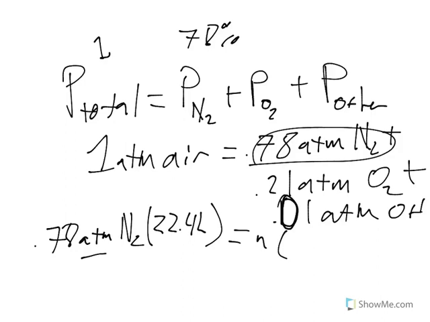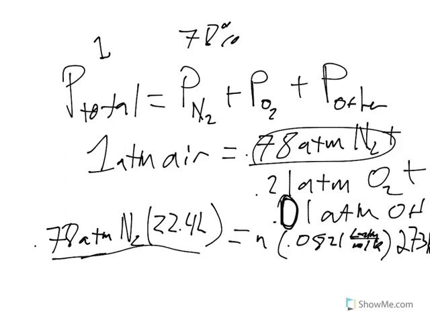So for our R value, we're going to need to use 0.0821 liter atmospheres per mole Kelvin. And the temperature we're going to say is 273 Kelvin, just to keep everything in STP. So divide both sides by 0.0821 times 273. And here are the liter atmospheres per mole Kelvin.